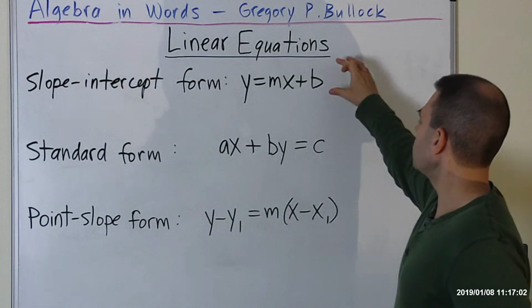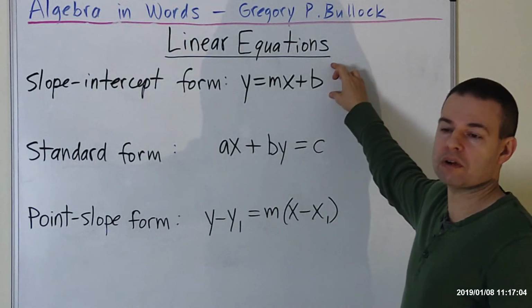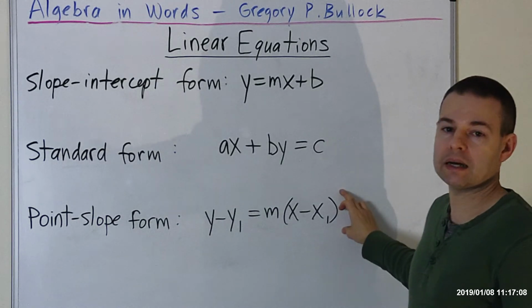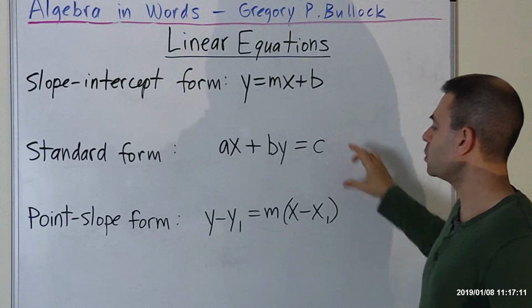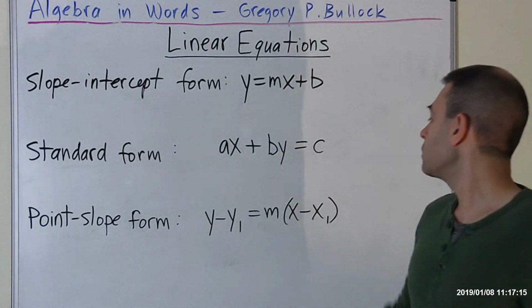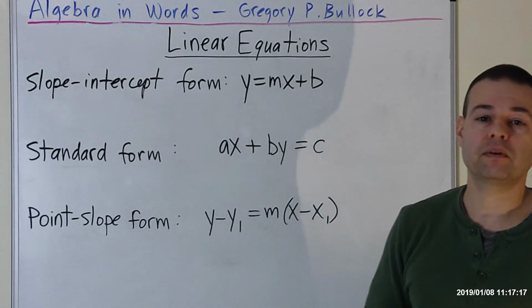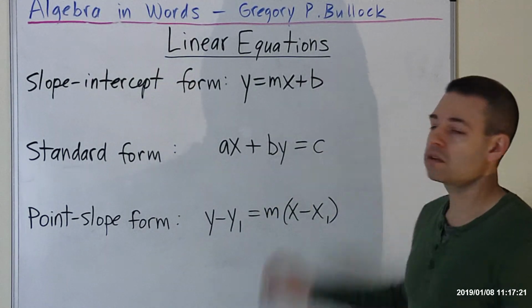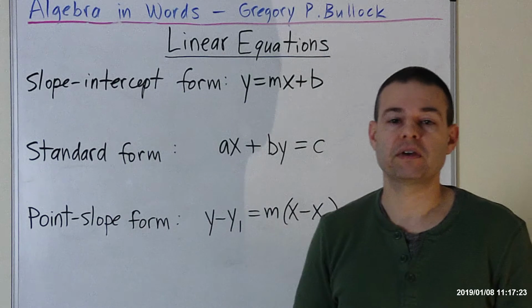Now, this form can be plotted into a graph automatically, but this form cannot, and this form cannot. Whenever you're given a standard form or a point-slope form, or if you have to convert into those forms, these cannot automatically be graphed. You have to convert these into the slope-intercept form if you want to graph it from the equation.